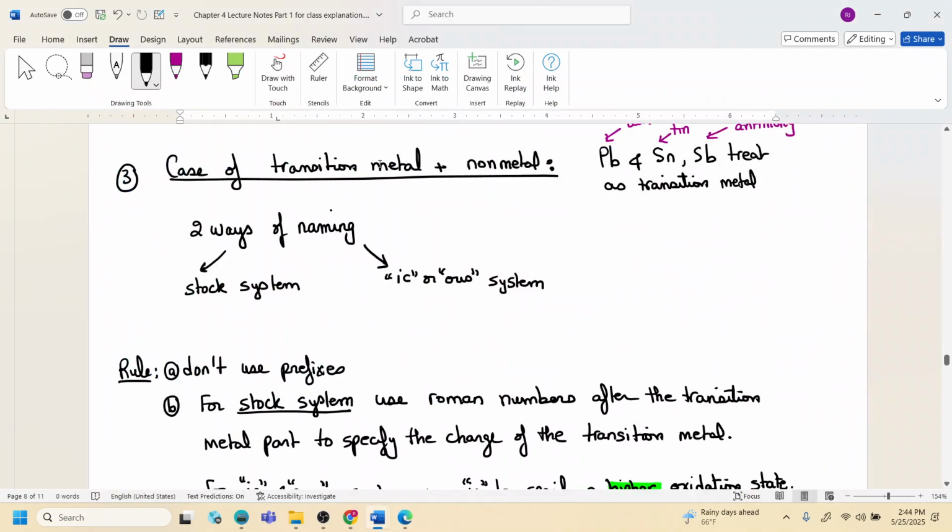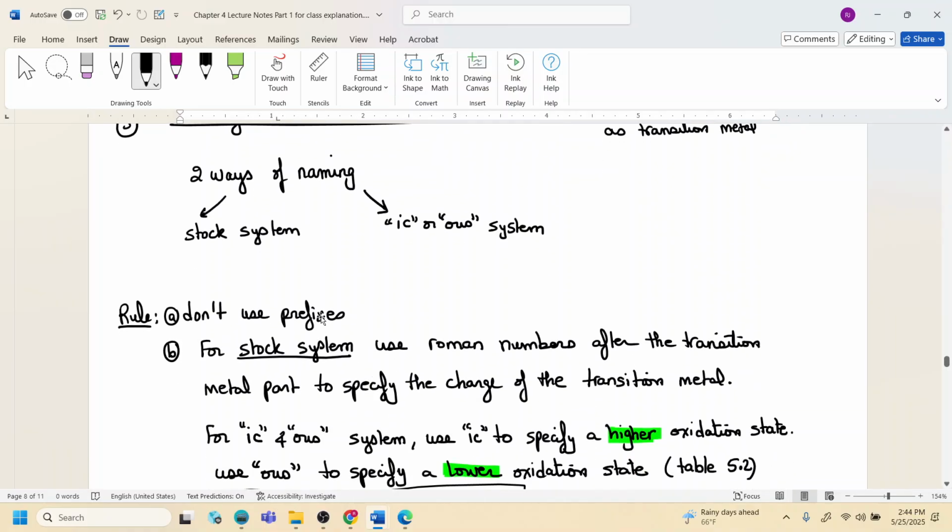When you name transition metals, you never use prefixes. The prefixes are for the non-metals, the di, tri, tetra, penta, all of those. We used those when we were naming two non-metals. But for transition metals, you can use either the -ic or the -ous system. This is actually less favorable to use, but it is used, though not with all the transition metals. The other one that is more favorable to use is the stock system.